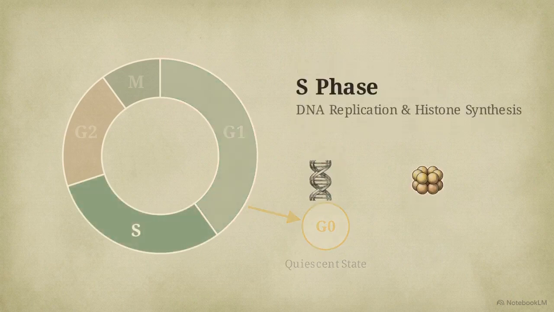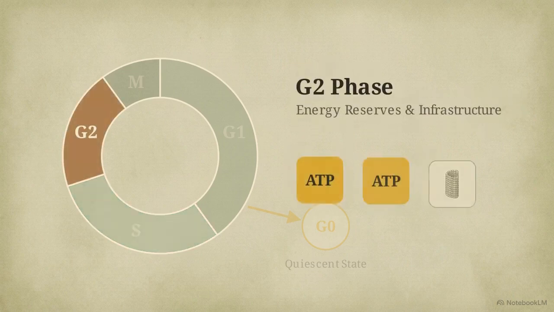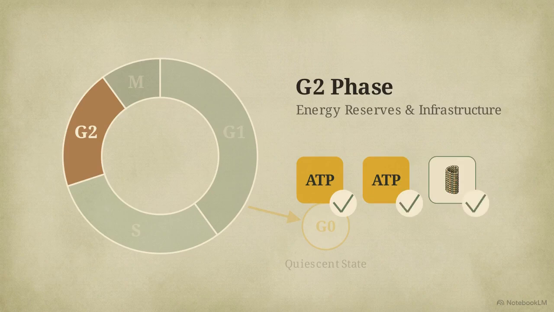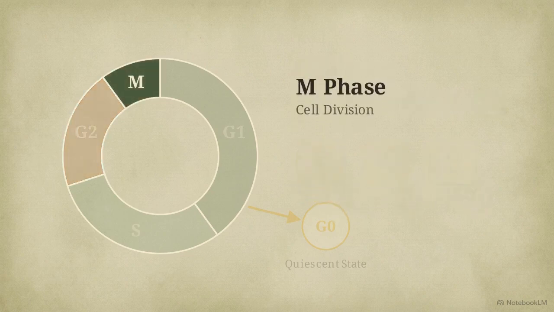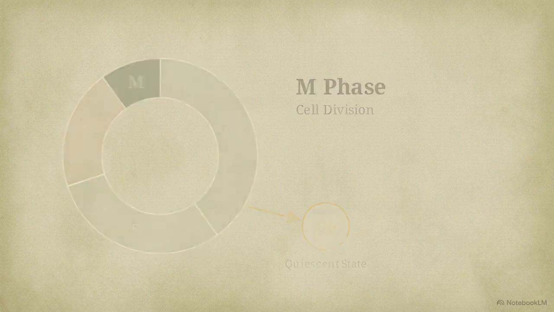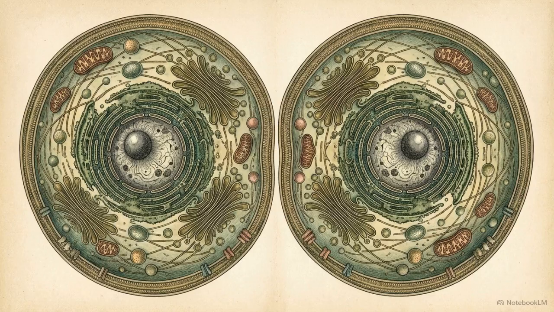If conditions are met, the cell enters the S phase, the singular window where DNA replication and histone synthesis occur. The G2 phase serves as the final preparatory stage, verifying that all energetic reserves and infrastructure are ready for division. Only then does the cell enter M phase, or mitosis, for the mechanical segregation of the duplicated components. Cellular division is the culmination of a strictly gated sequence designed to verify total system integrity before replication.